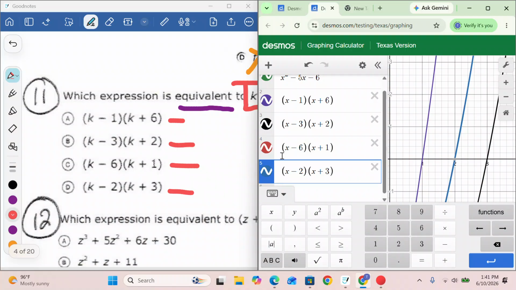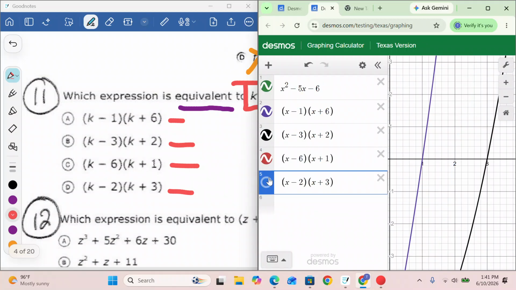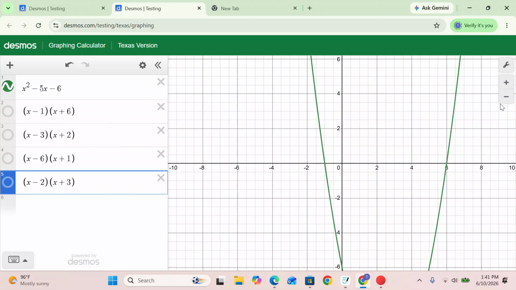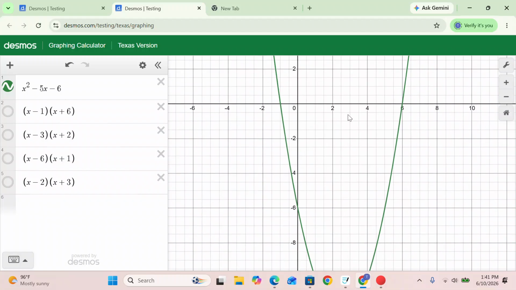So I have my original one, and then I want to take off all these colors, and I have my original one. Then I gotta enlarge it because I want to see the whole calculator, and then I have no Desmos here, so I gotta push the home button. I go to my home button, and there he is. This is the graph I'm dealing with.